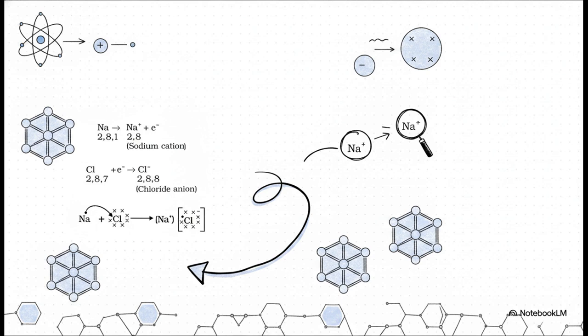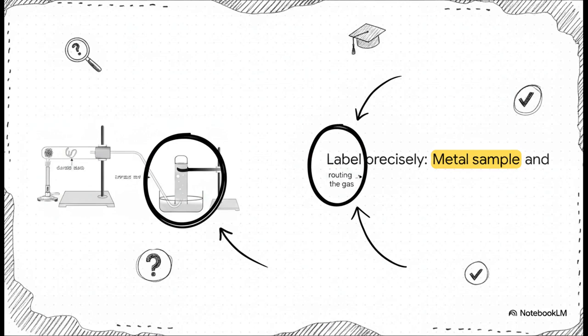Doing that secures you maximum diagram marks instantly because the visual tells the entire chemical story. And that exact same rule applies to apparatus diagrams. Take the experiment showing the action of steam on a metal.